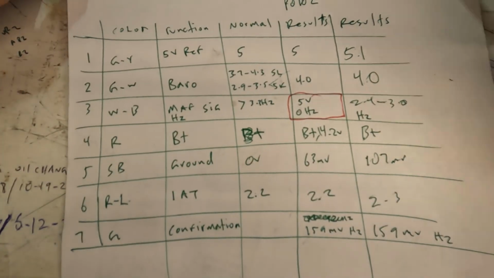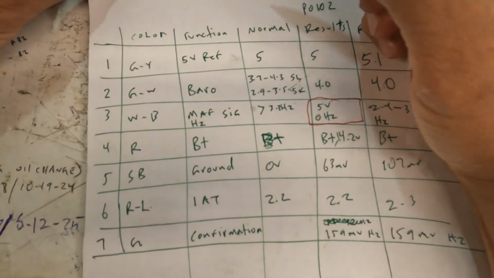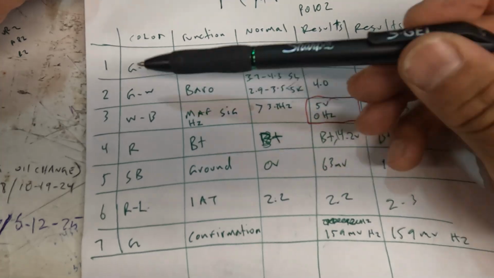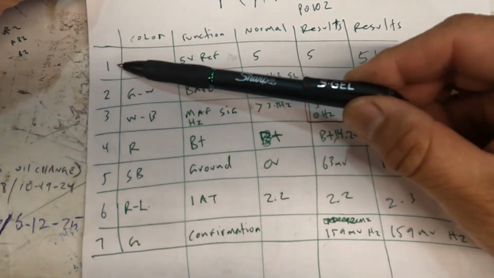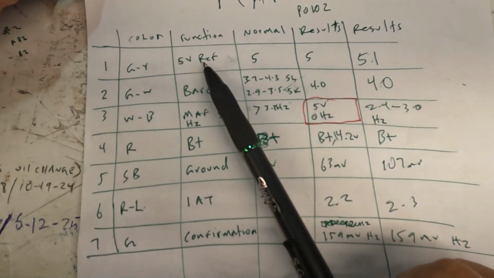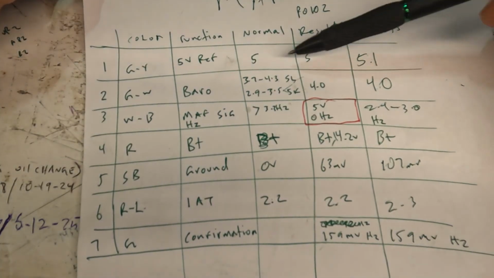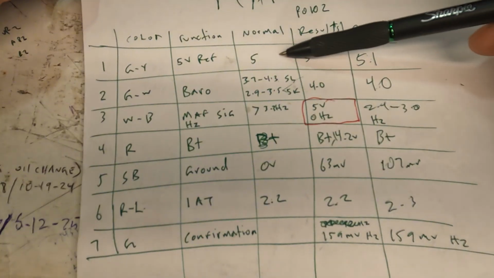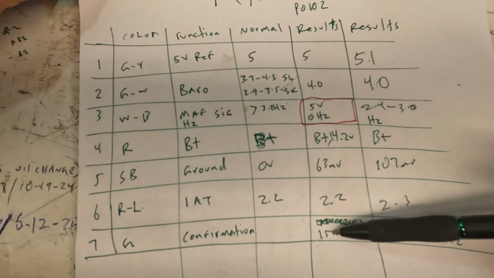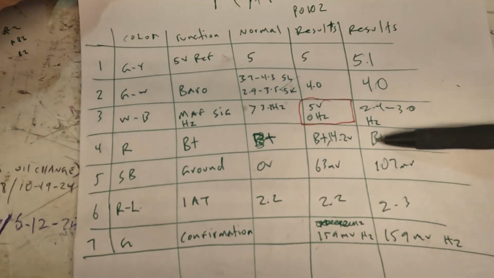Alright guys, so just to briefly summarize the mass airflow sensor testing results. Again, we have the 7 terminals. Terminal number 1, green with yellow, is a 5 volt reference, and we got 5 volt reference all across, a normal reading. These are the results with the bad sensor, and then these are the results with the good sensor.